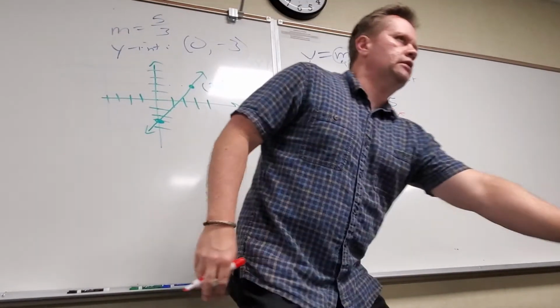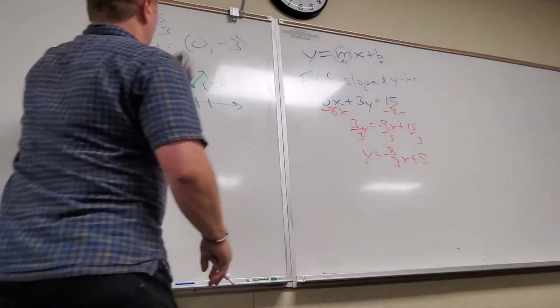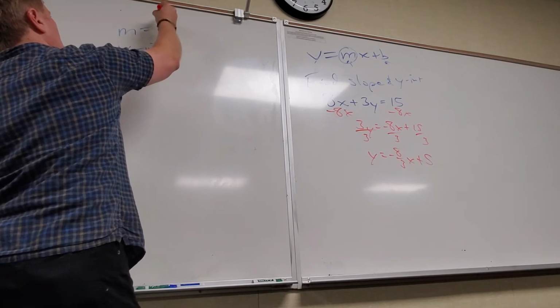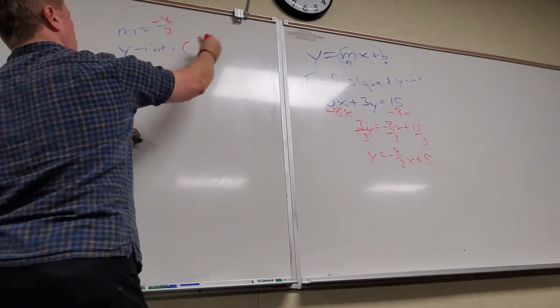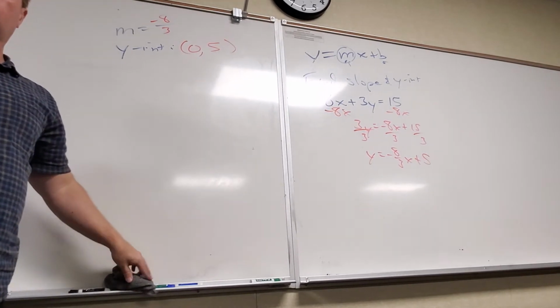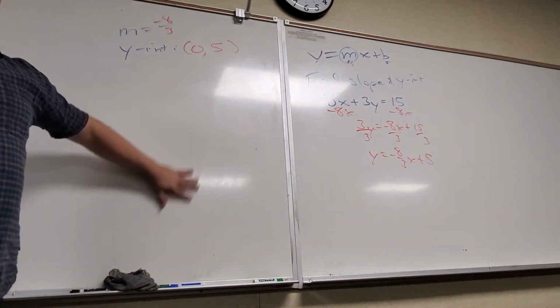So then what's the slope? Negative 8 over 3. And the y-intercept? 0, 5. 0, 5. Kick ass, right? Sweet. And now graph it if you haven't graphed it yet.